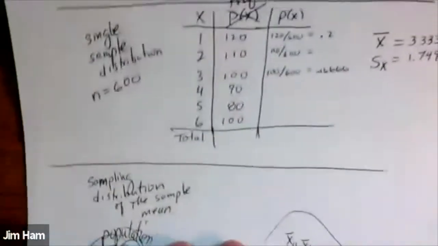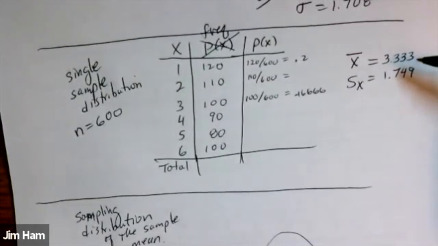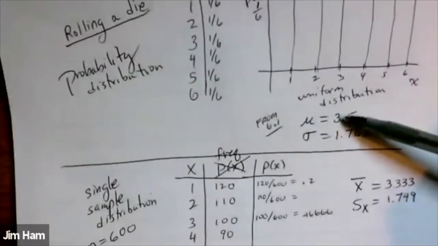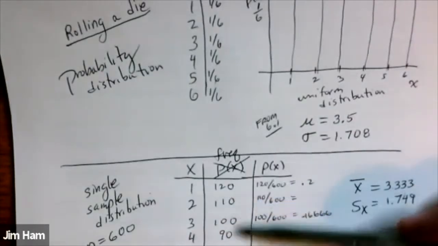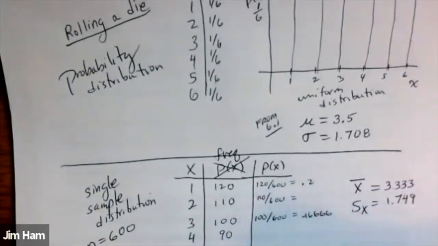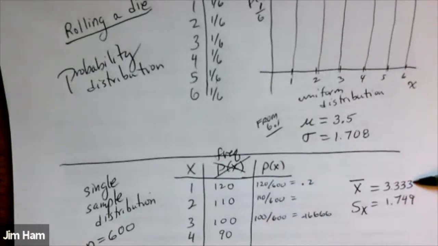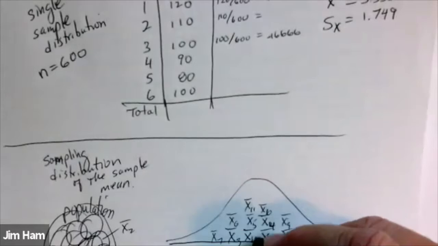Now, one of the things you can notice is that if you take 600 rolls of the die, these means will all hover around the mean of the population. Because if you take 600 rolls, you're going to get approximately an equal number of ones and twos and threes and fours and fives and sixes. And so when you average them, you're going to get something close to the average, especially with 600 rolls. So all of these means that we're plotting in the graph below will be very close to the mean of the distribution right in here.